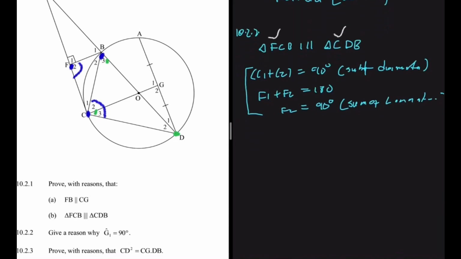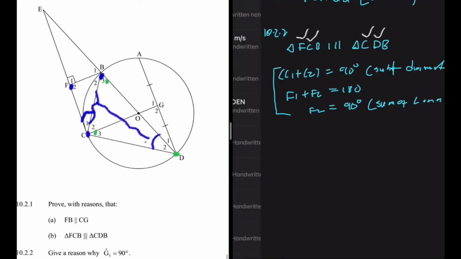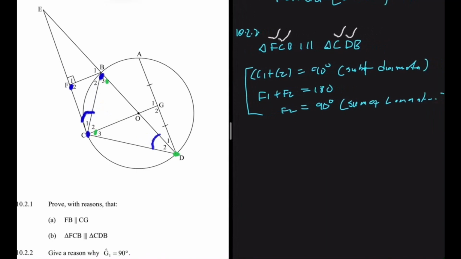So now we're going to go to angle C in triangle FCB and angle D in triangle CDB. So where is angle C in triangle FCB? Angle C is right here, right? We're supposed to prove that it is equal to this angle right here. And it is easy to see that angle C1 is between the tangent and the chord, right? And then this chord is subtending this angle D2, right? So that is the tan chord theorem. So we can say that angle C1 is equal to angle D2 because of the tan chord theorem, right? So now we've proved that two pairs of angles are equal.